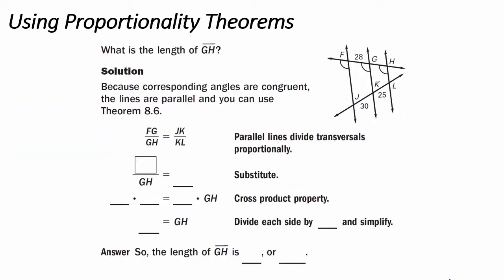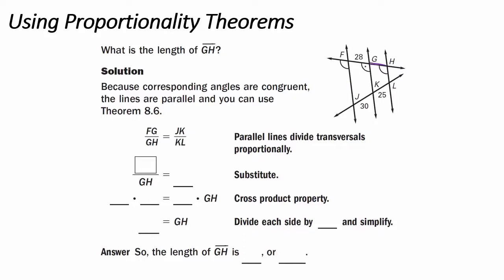Example number 2, using proportionality theorems. What is the length of line segment GH? GH is this line over here. Looking at these angles, notice how these angles are on the same side of these lines, which means that these angles are corresponding angles. And because we know corresponding angles are congruent, the lines are parallel, which means we can use Theorem 8.6 to find the length of GH.